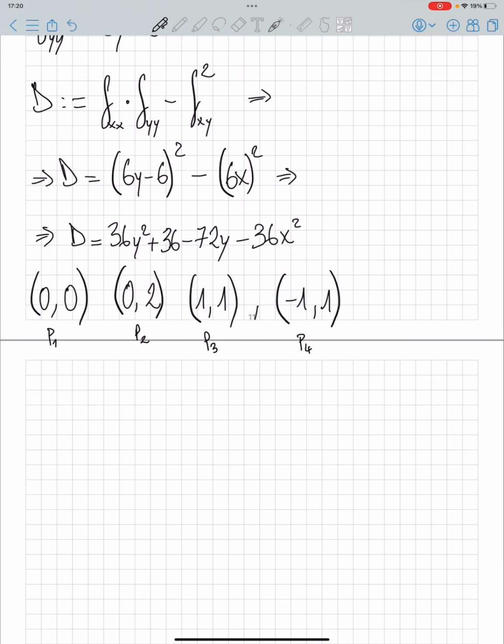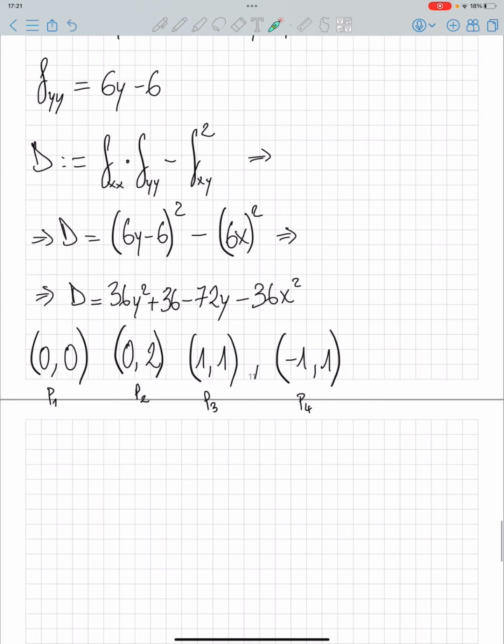So we have these 4 critical points. Now we're gonna plug these critical points into this D, and then if we find that D is less than 0, then we can conclude that we have a saddle point. If instead we find that D is greater than 0, then we need to see whether the fxx is greater than 0. If it is greater than 0, we conclude that we have a minimum point, a relative minimum.